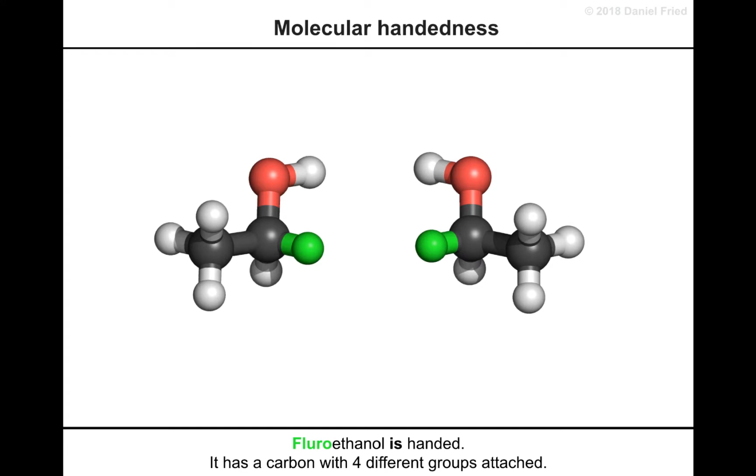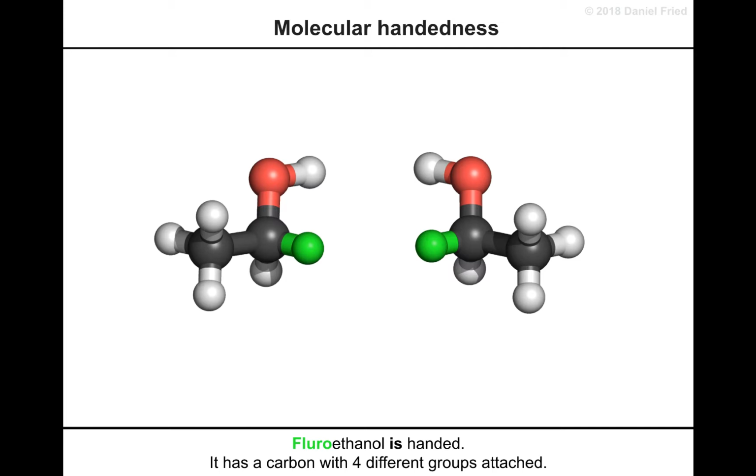Here's a different version of ethanol. This is fluoroethanol, 2 different versions of it. And these are chiral molecules. These do have a handedness to them. And again, the technical definition of a chiral molecule is: can we find an atom, usually a carbon, that has 4 different groups attached?